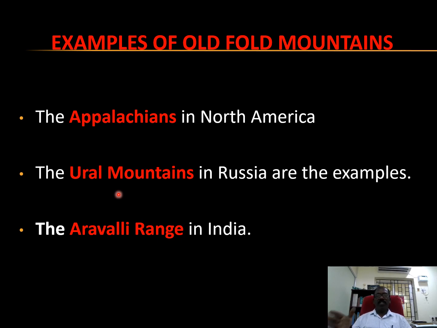So there may not be any sharp peaks. The old fold mountains had their origin before the Tertiary period, that means 66 million years ago, before that. Those kinds of mountains, over a long period of time, undergo the process of weathering, and then they become short. They don't have high, sharp peaks. So they become short and turned.